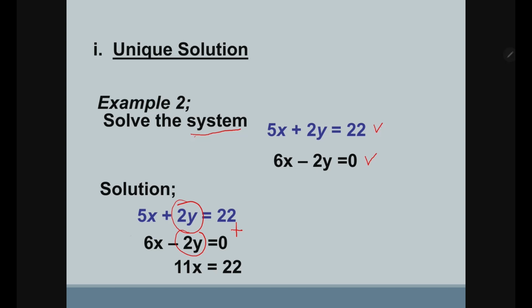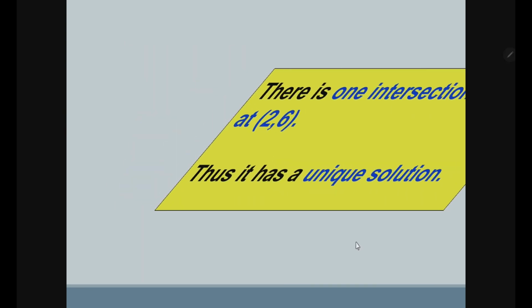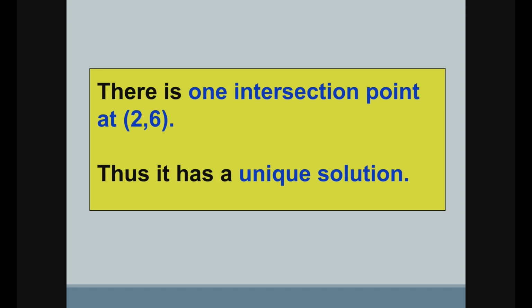So 5 plus 6, we get 11x, and this one we can cancel out. 22 plus 0 equal to 22, and then the value of x equal to 2. Then we substitute x equal to 2 into the second equation, for example, and we get the value of y equal to 6. There is only one intersection point at 2 and 6, this is for x and this is for y. Thus, it has a unique solution.